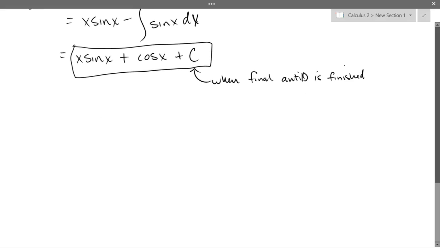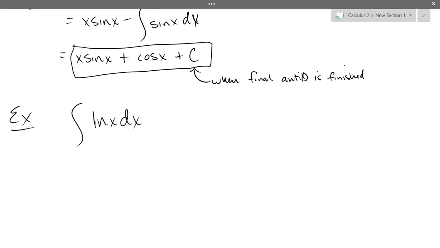All right, next up, antiderivative of ln x dx. Looking at this, you should think, I should already know the antiderivative of natural log. You don't. It's not on your formula sheet, at least not yet, unless you looked ahead and put on extra stuff.